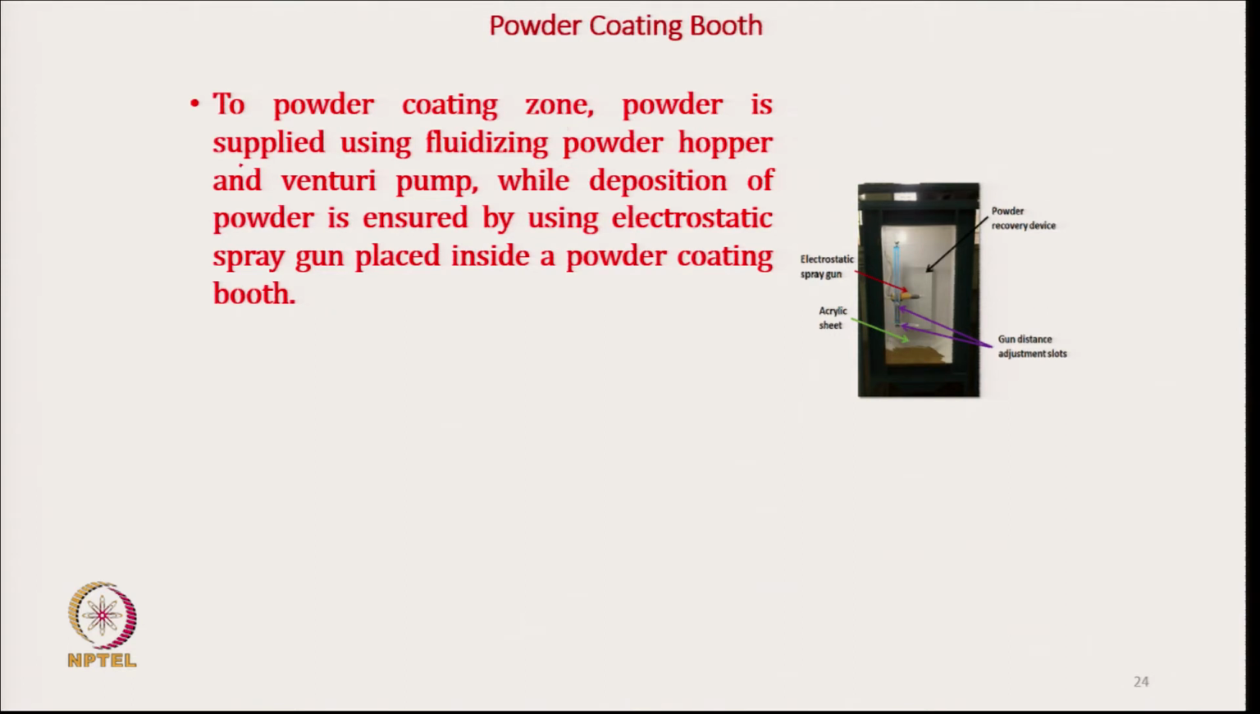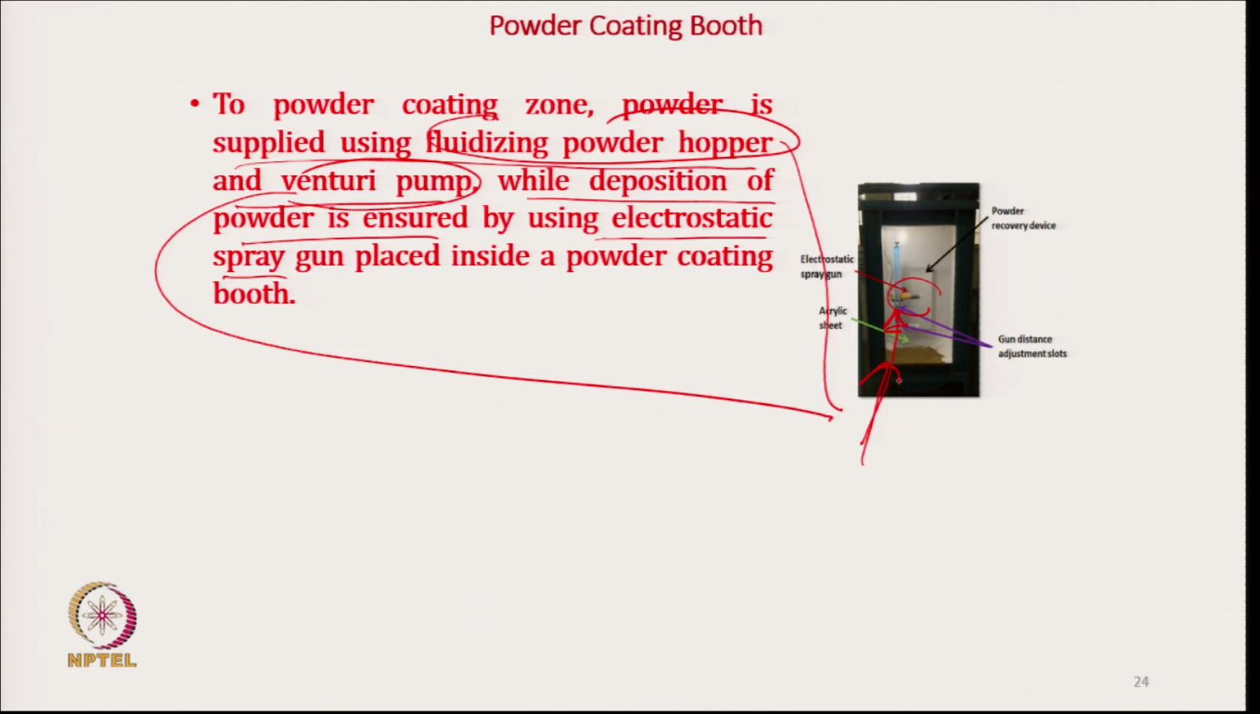The powder is supplied using a fluidizing powder hopper and Venturi pump. This I will discuss in detail. While deposition of powder is ensured by the electrostatic spray gun. The powder is supplied here from the fluidizing powder hopper and it comes through the Venturi pump. So, it is being supplied here.